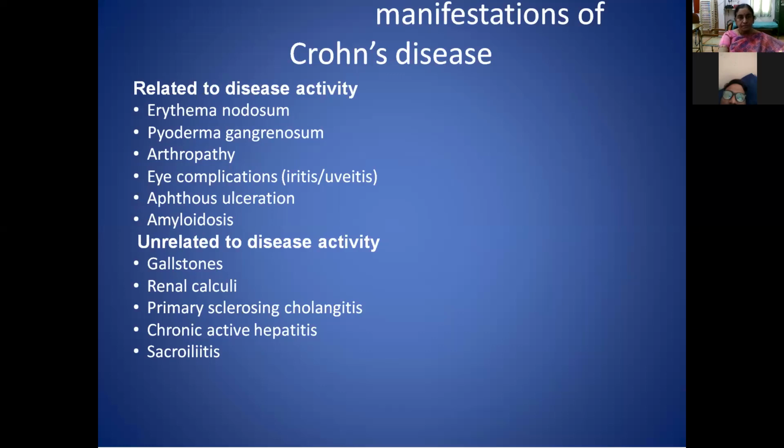The manifestations related to disease activity include erythema nodosum, pyoderma gangrenosum, arthropathy, eye complications, aphthous ulcerations, and maladies. All these complications or manifestations can be more when the disease activity is more, or maybe less when disease activity is less. Next, the manifestations that are unrelated to the disease activity include gallstone formation, renal stones, primary sclerosing cholangitis, chronic active hepatitis, and sacroiliitis. They are unrelated to the disease activity.